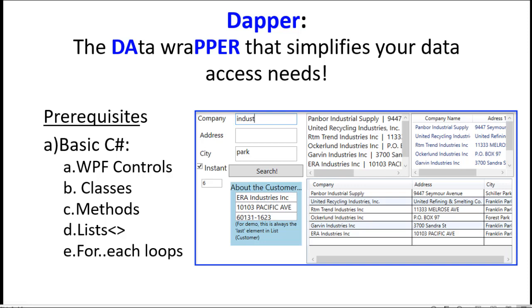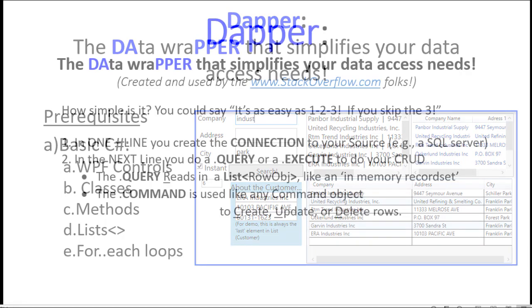You have to know how to create methods that call other methods. And you need to know how to create, or at least watch, what lists are and how lists are used to pass data back and forth. And then we're also going to do a for each loop to cycle through, and that should be fairly standard, but that is all you need to know. There are no other prerequisites for this course.